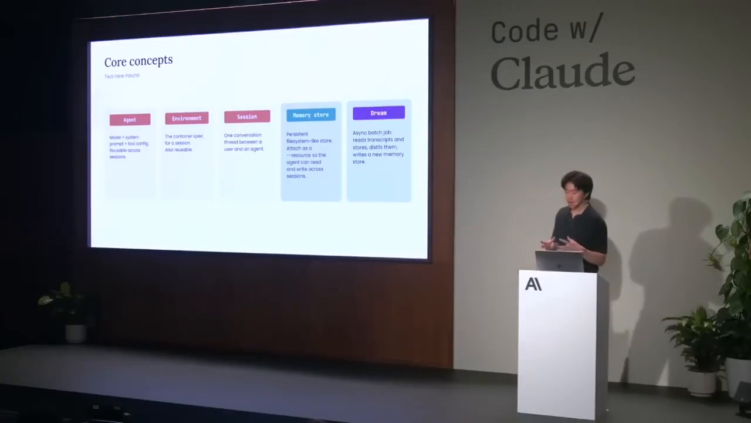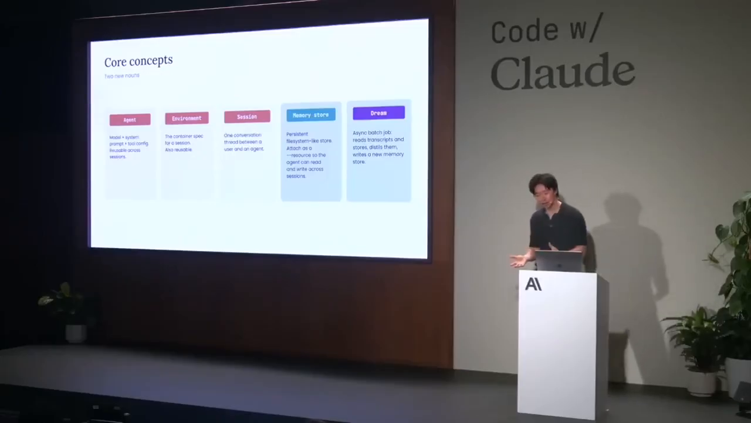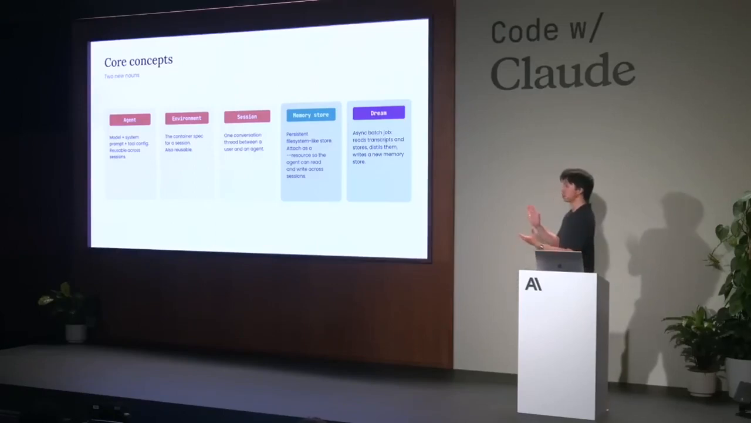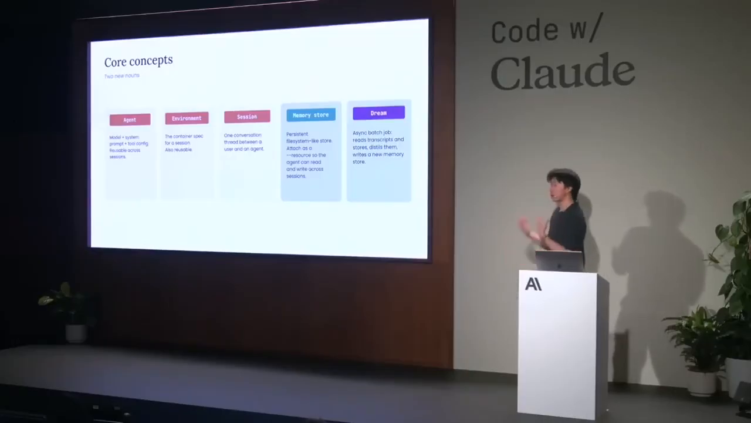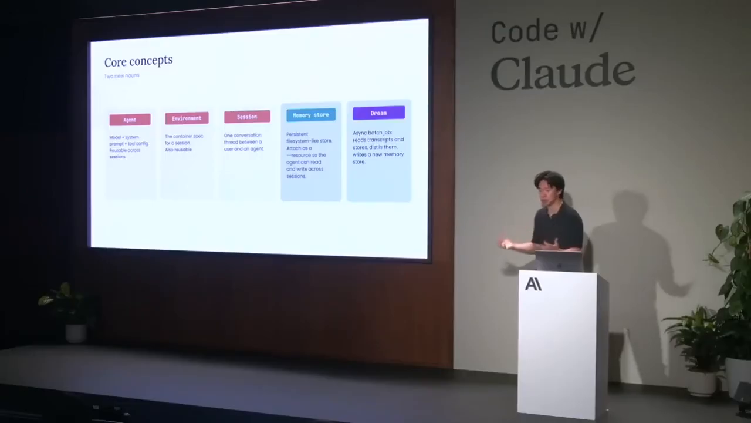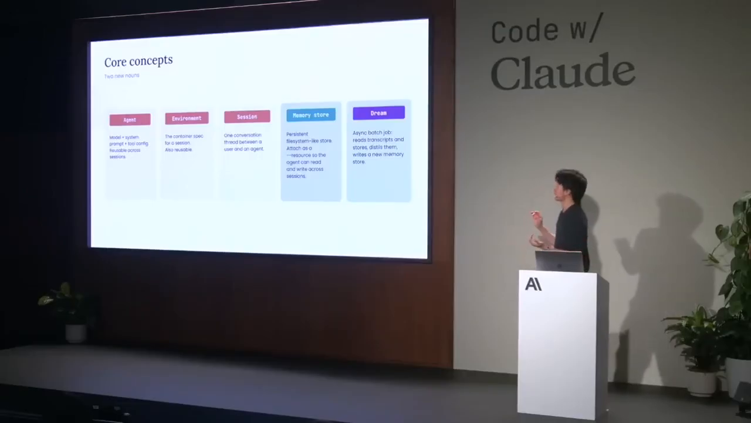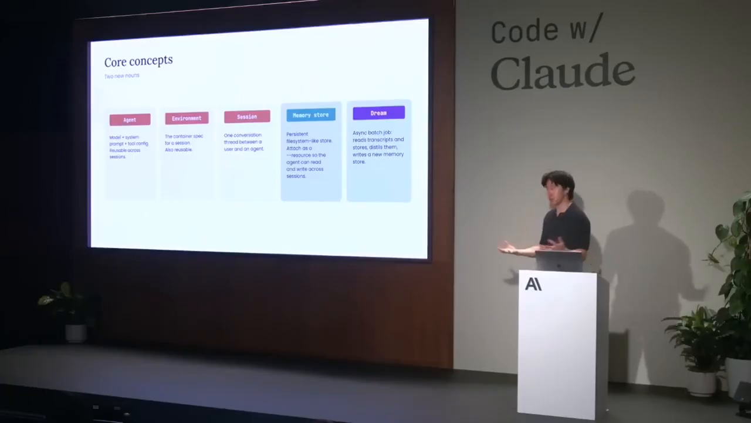A dream is an asynchronous job that runs in the background. It looks over an input memory store and a bunch of your previous sessions that are represented as transcripts. And then we run a harness over them to distill new information that maybe the original agents missed. We do things like fact checking. We also organize, consolidate, and deduplicate information so that your memory stores don't grow unbounded over time.